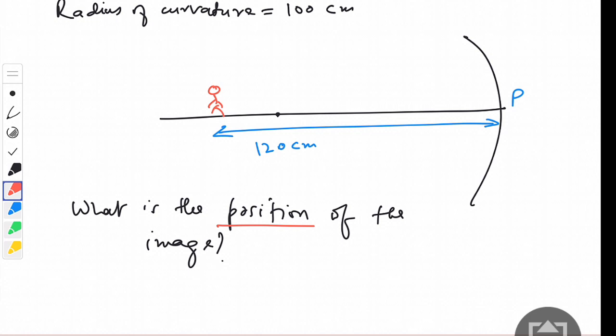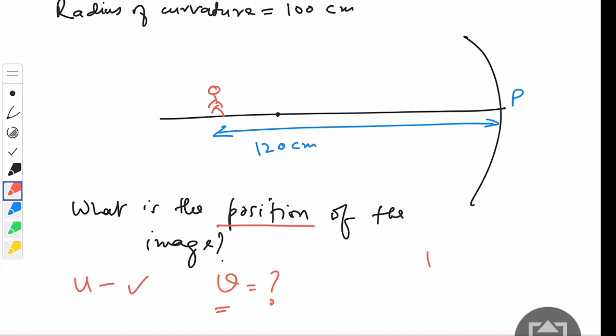Okay, but I want the exact distance. Okay. So you know what u is, right? u is given to you. My question is, v is equal to how much? Give me the specific value. v is equal to how much?